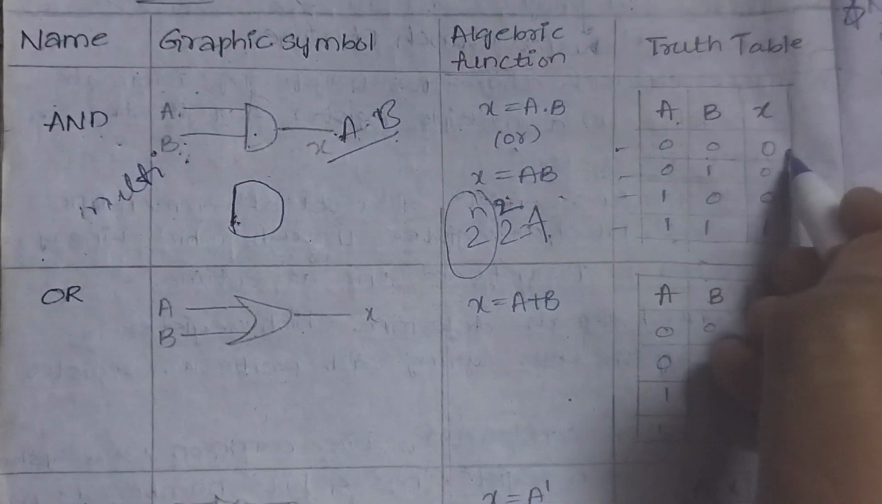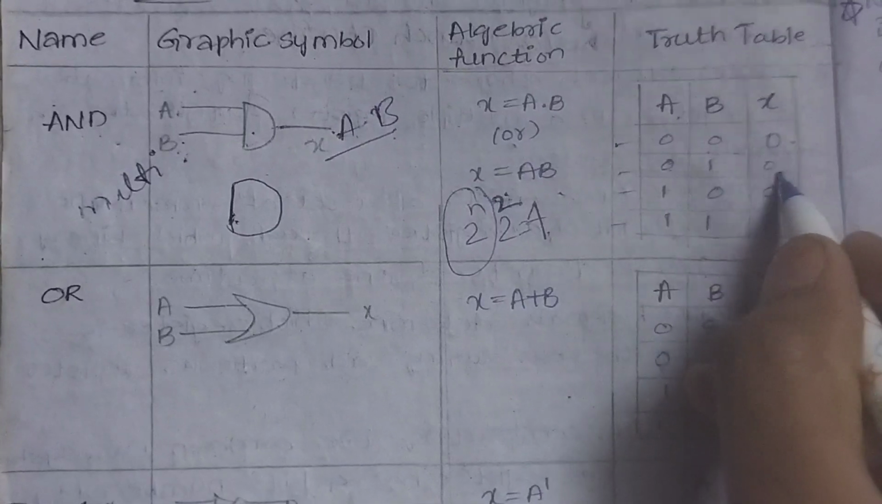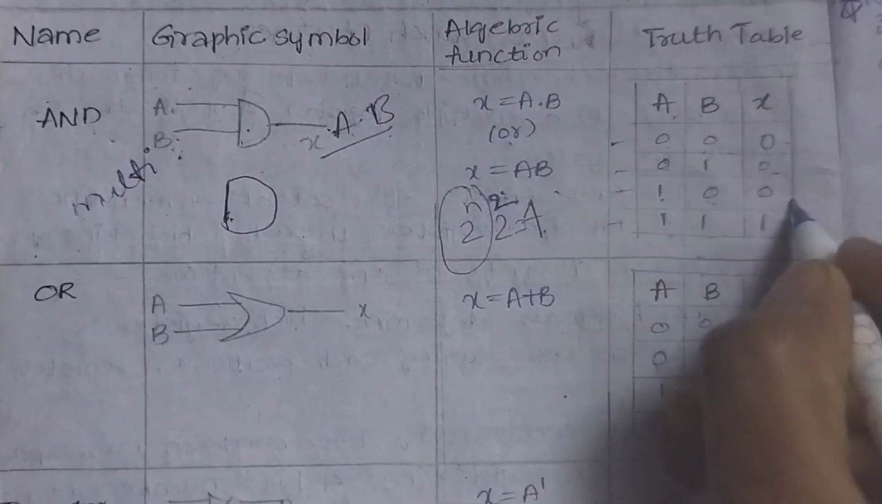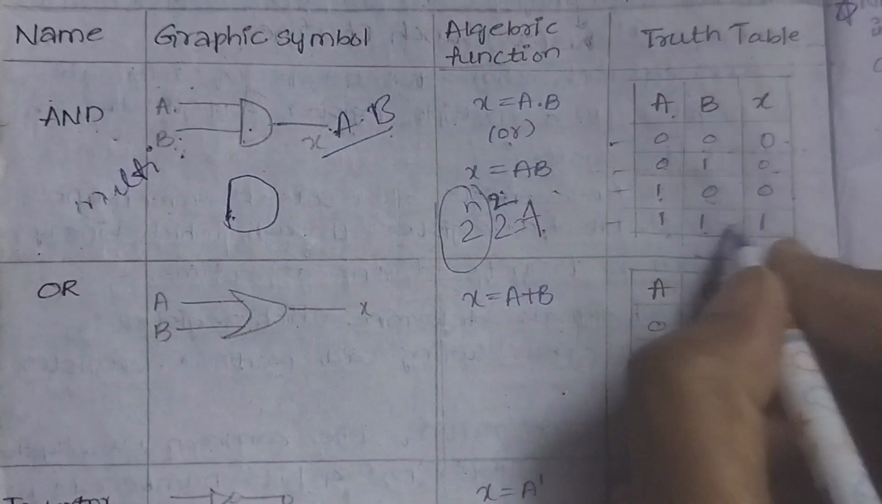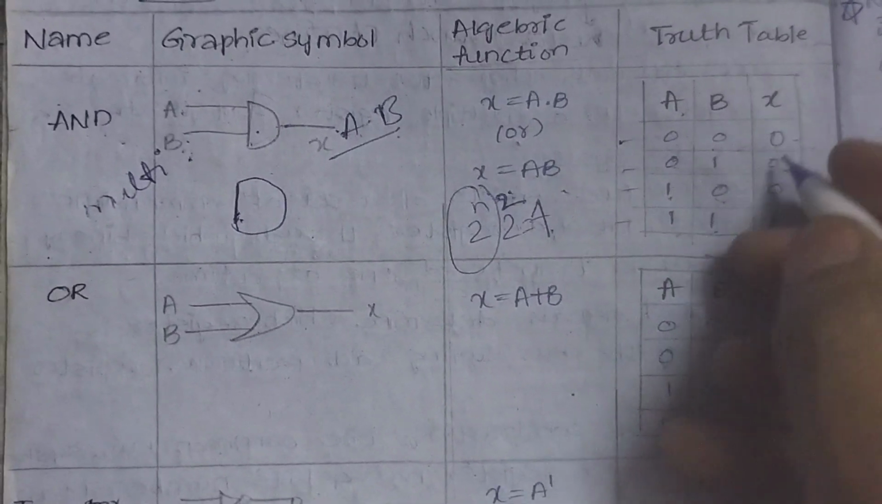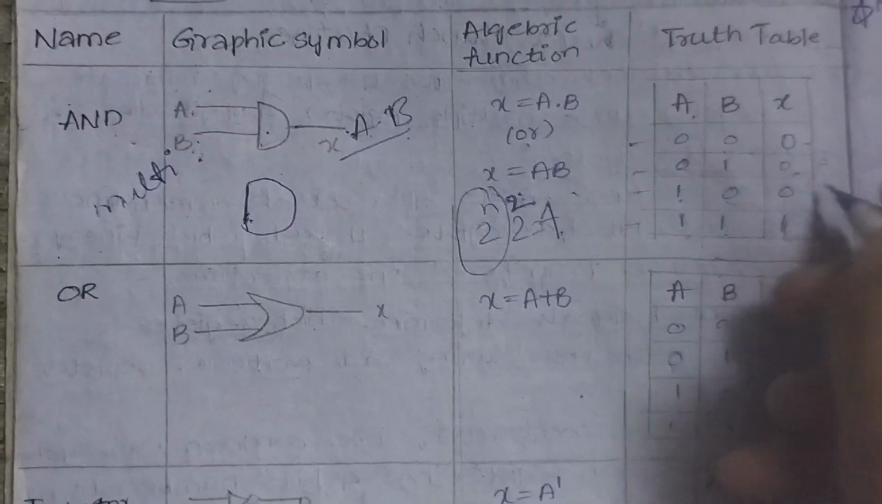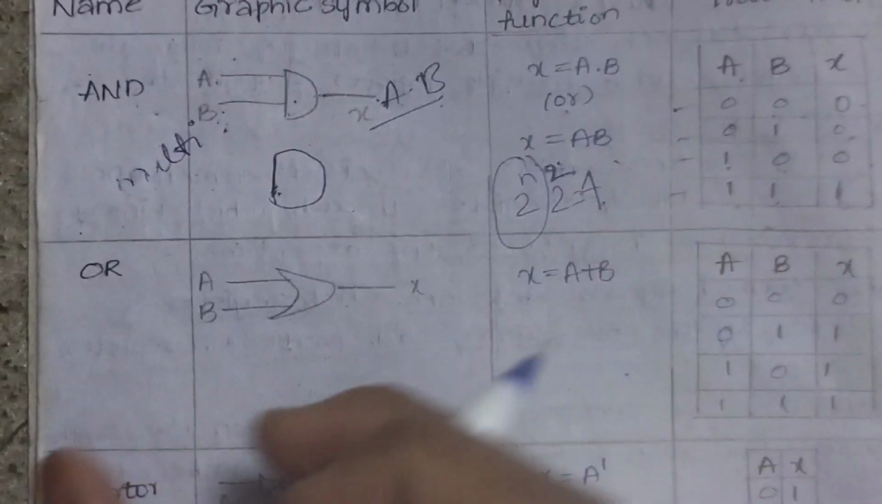0 into 0 equals 0, so we will get a 0 output. If we multiply 1 into 0, we will get 0. 1 into 0, we will get 0. 1 into 1 is 1. This is the only possibility of getting a 1 output. Remaining all cases give a 0 output. This is the representation of AND with a truth table.